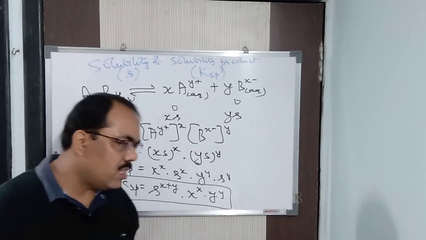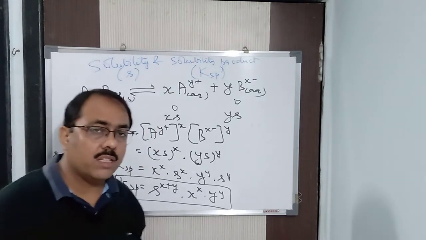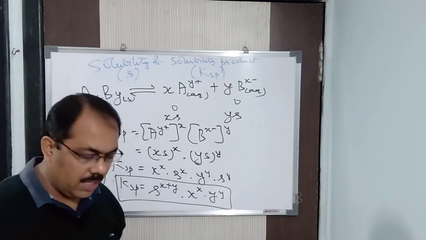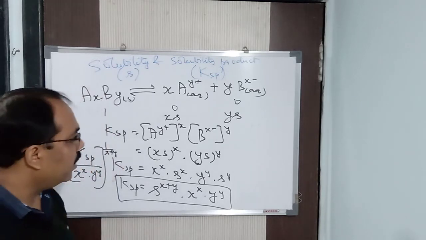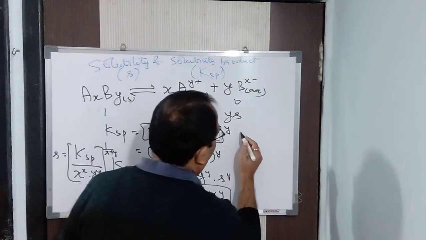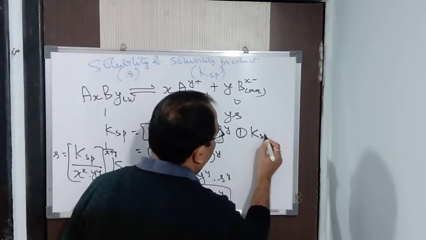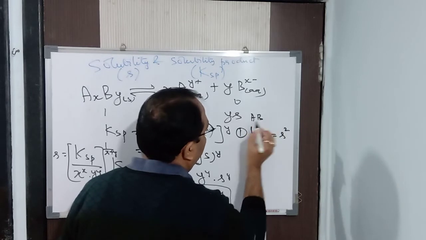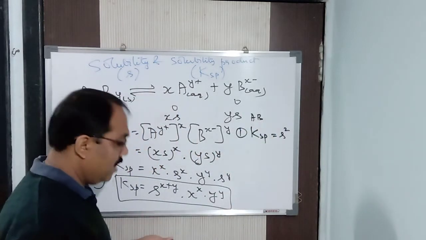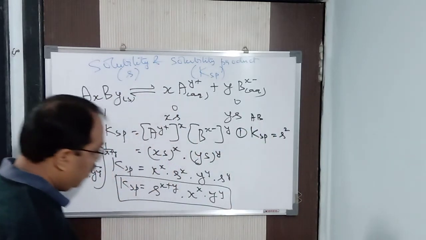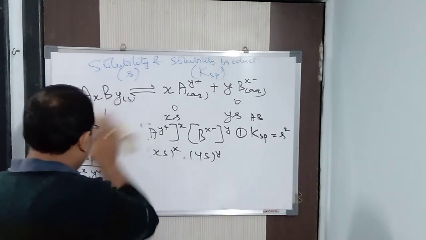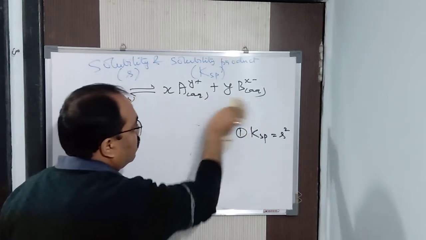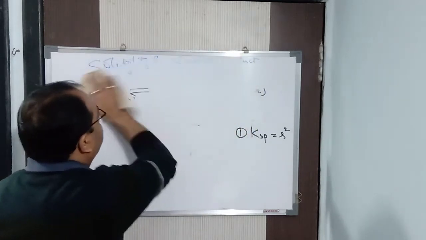Now, different kinds of salt are there. Binary salt: binary means two ions are there, like AB. What is its solubility? Solubility is S, and KSP is equal to S square. For binary salt, AB, like NaCl, KCl, KNO3, only two ions are present, one positive ion and another negative ion. Clear?